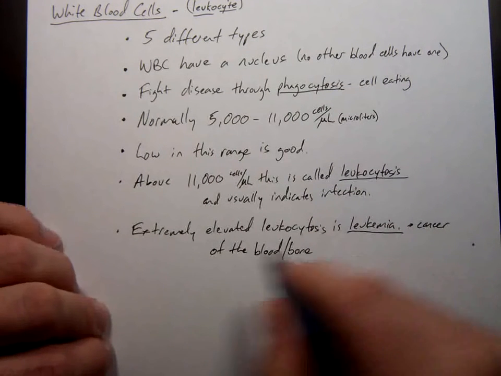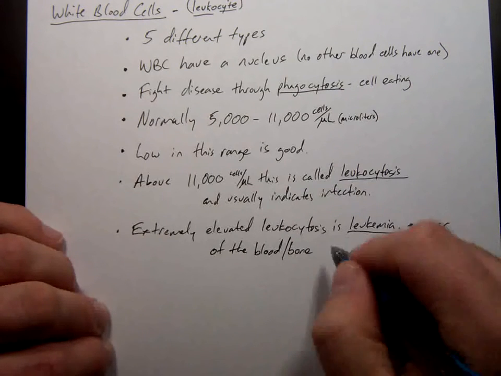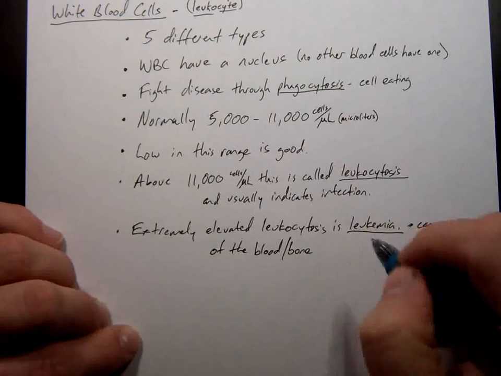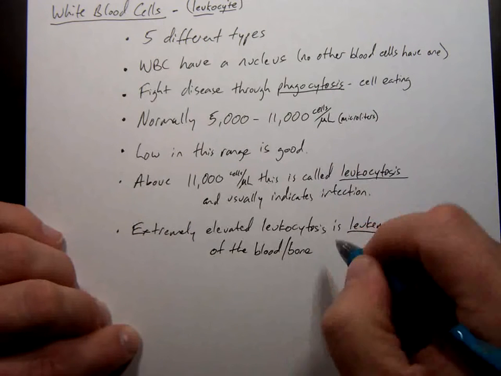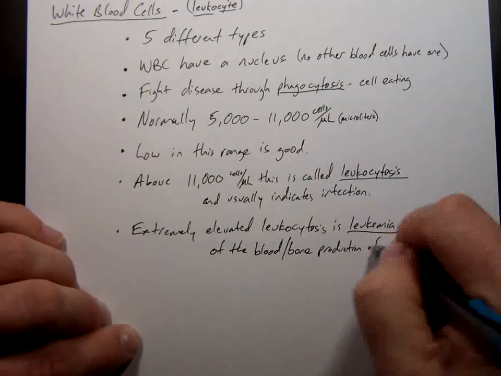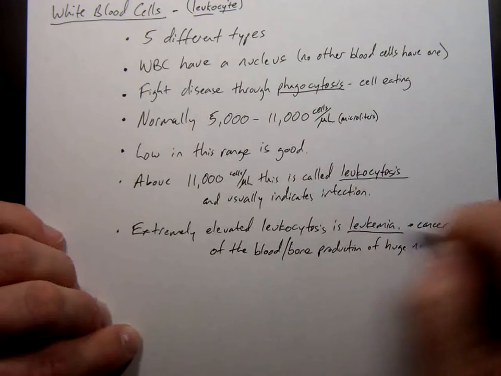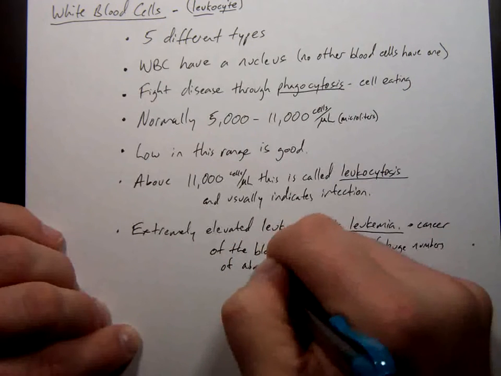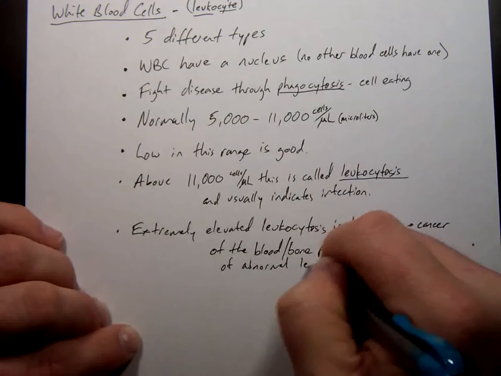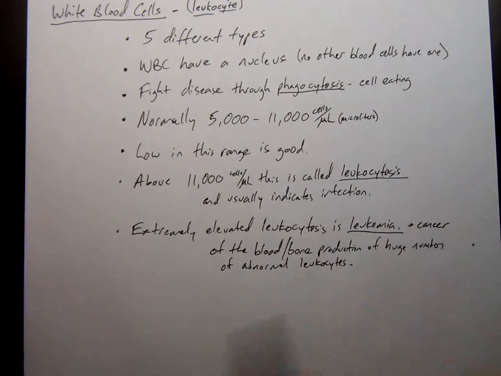So leukemia has basically production of huge numbers of abnormal leukocytes. They're abnormal. They're not doing what they're supposed to do, but they are still using the body's resources.